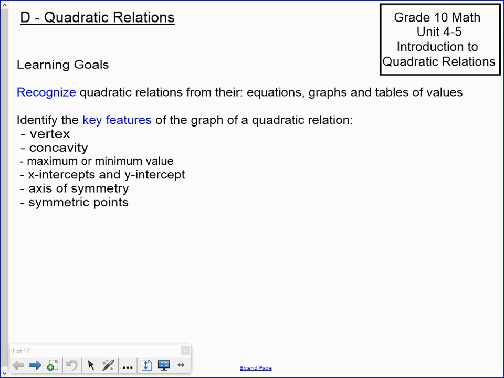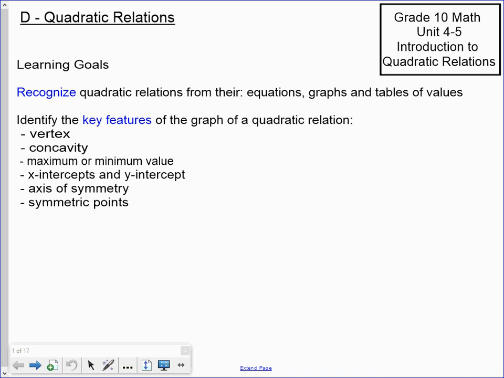So this learning guide is called Introduction to Quadratic Relations, and finally we are going to get to encounter quadratic relations. This lesson here is simply called Quadratic Relations, and we want to do two things. We want to be able to recognize quadratic relations from their equations, their graphs, and their table of values. And that's what we're going to do in this first part of the lesson, or this first video.